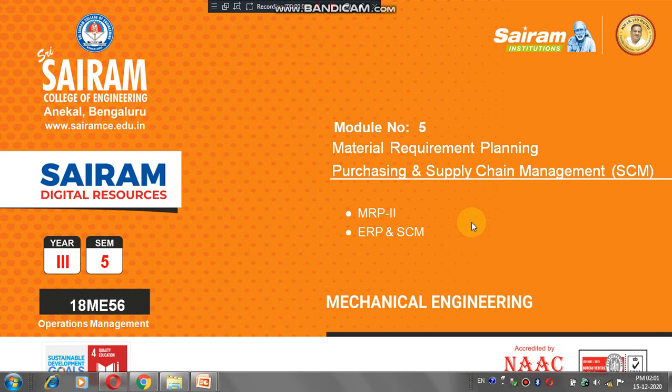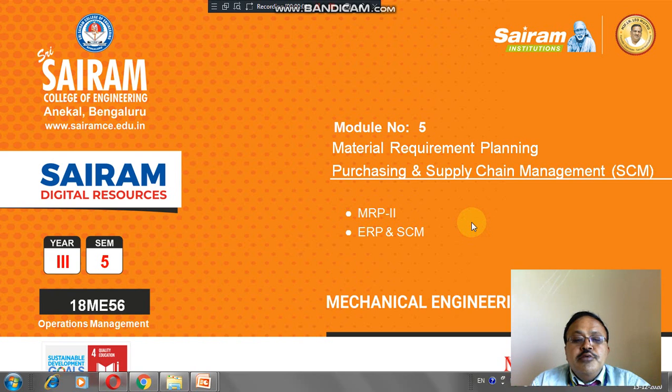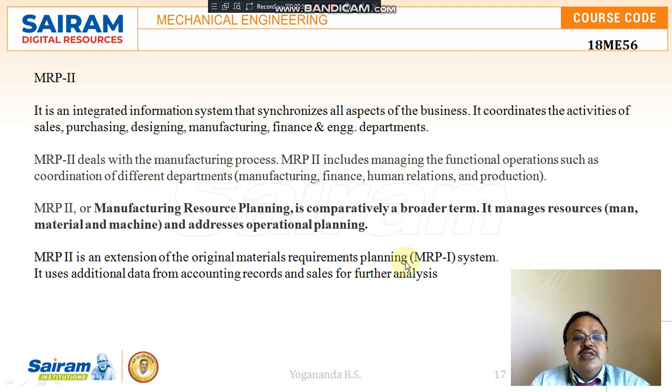Good morning, friends. Now we are discussing MRP2, that is manufacturing resource planning, then enterprise resource planning and supply chain management in this session. So what is MRP2? MRP1 is material resource planning. This MRP2 is the advancement of MRP1. So MRP2 is manufacturing resource planning.